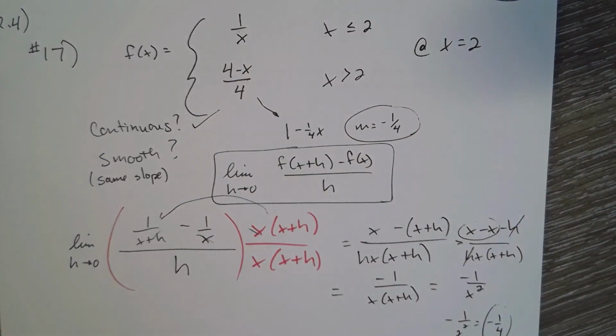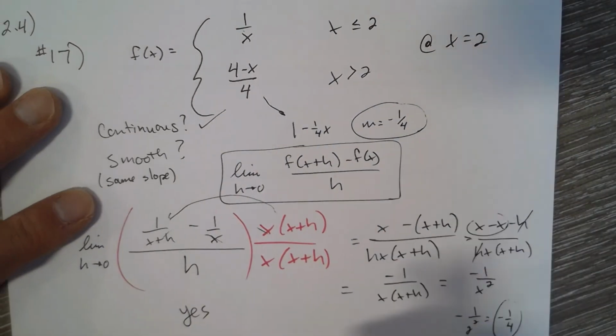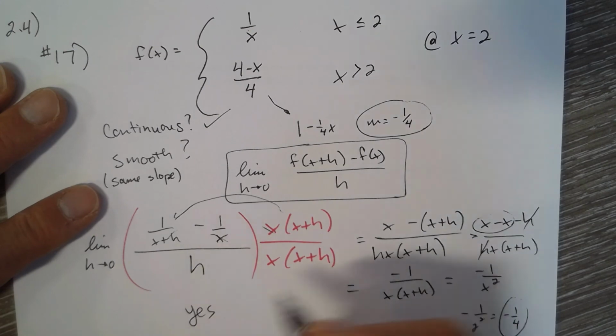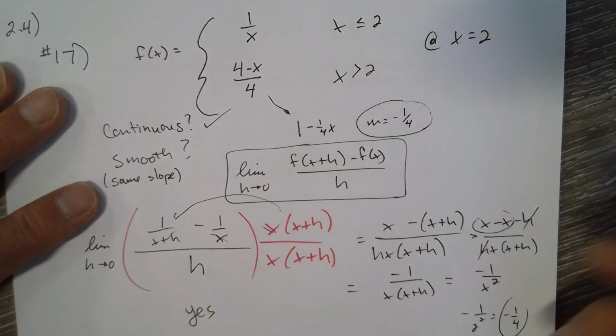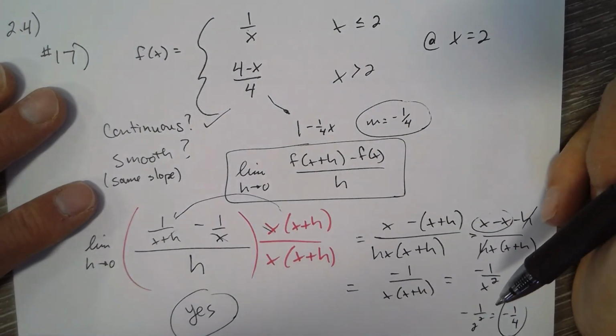So the answer to the question, determine whether this curve has a tangent at the indicated point, you'd say yes. Both the left and the right hand derivatives are negative 1/4.